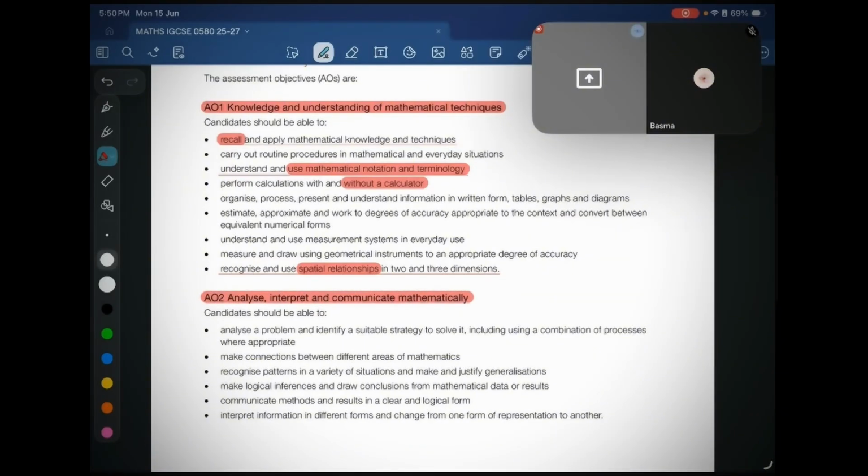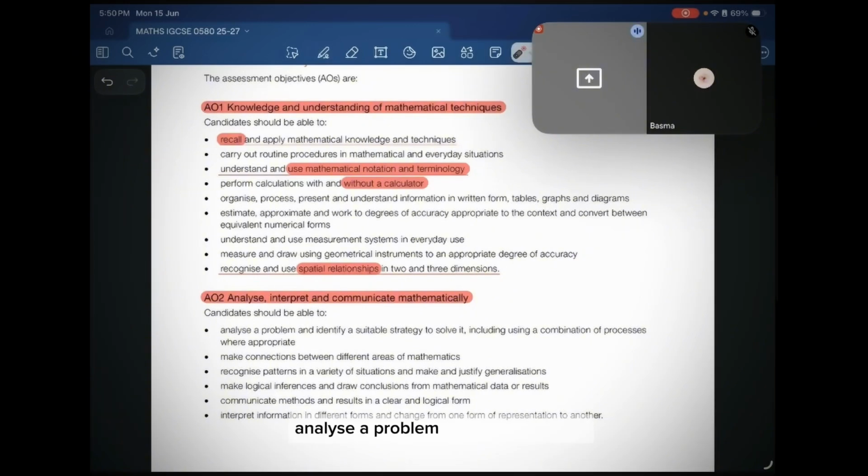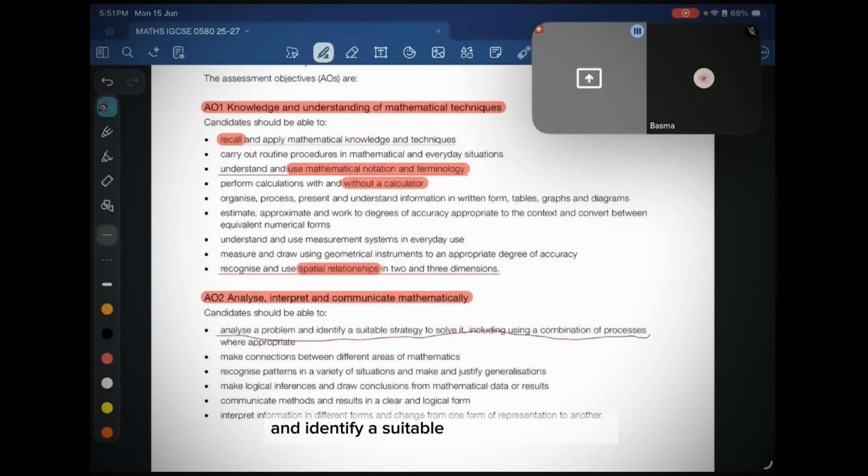Clear? So AO2 is analysis, interpretation, communication mathematically. Candidates should be able to analyze a problem and identify a suitable strategy to solve it, including using a combination of processes where appropriate. Many times we've seen questions which have 6, 7 marks, a lot of marks essentially, and there's only one or two statements given regarding the information, probably a small diagram that is very scarcely labeled.